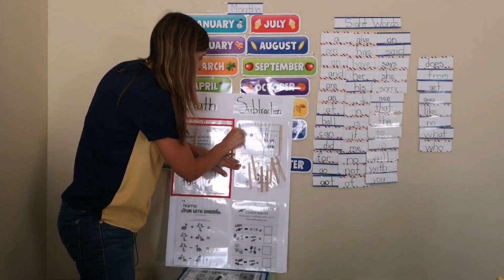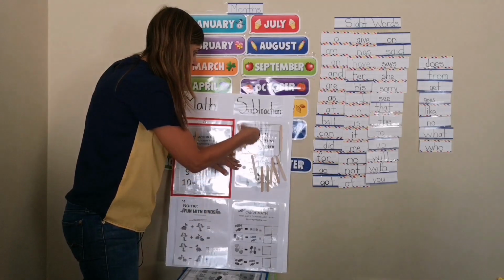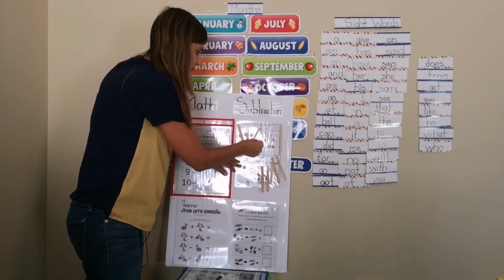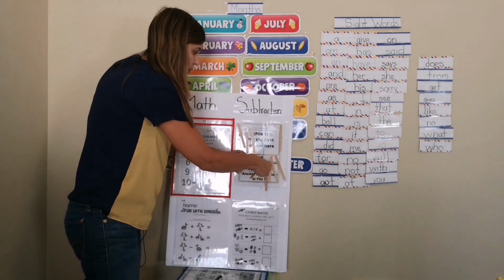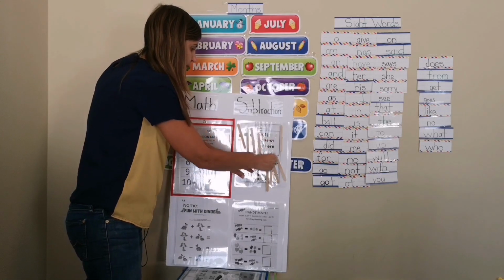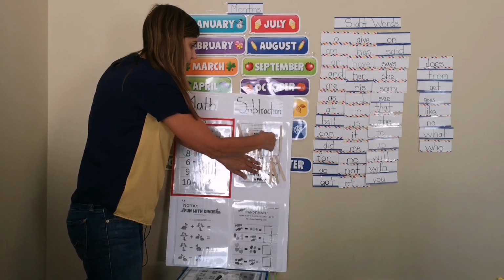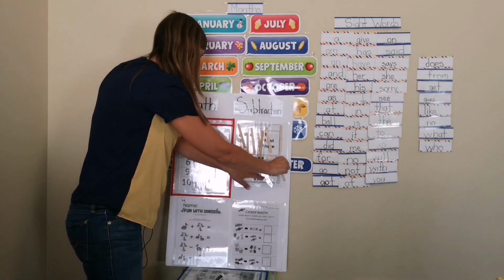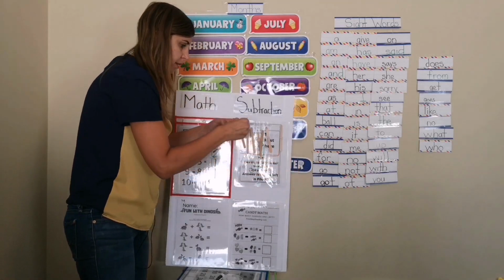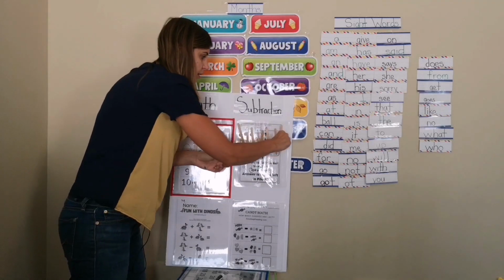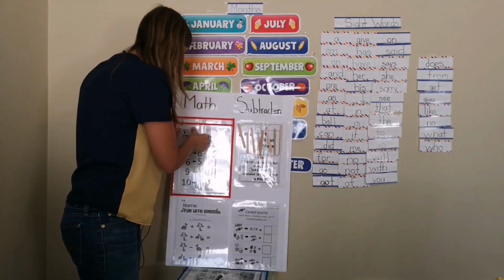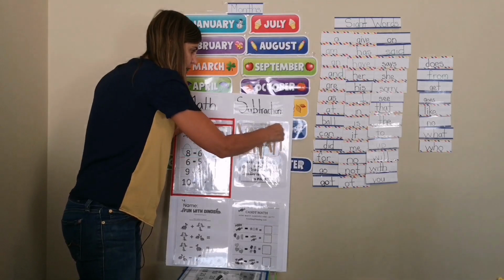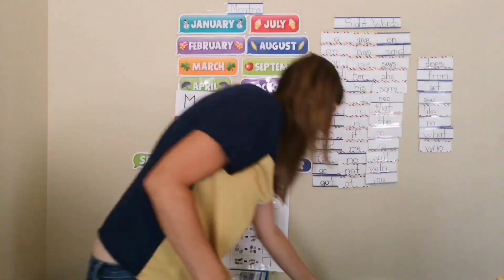So I put 1, 2, 3, 4, 5, 6, 7, 8, and one fell, so I'll grab that one. 9, and let me grab this one.